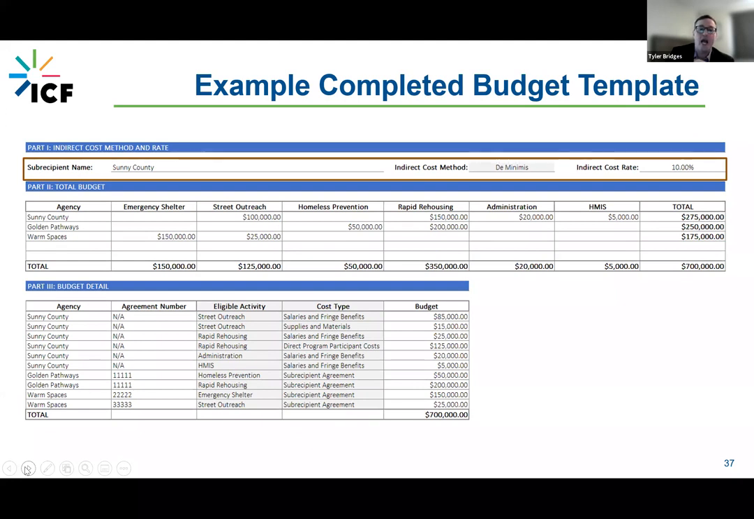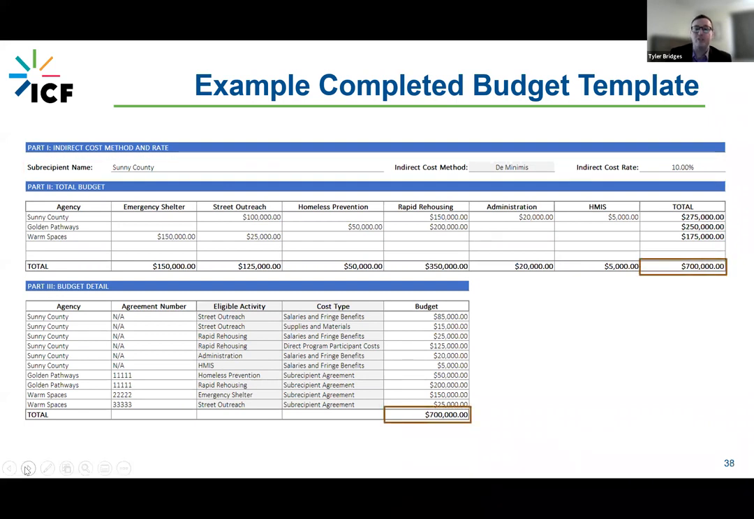Okay. So now let's look at an example of a completed budget template. In this example, the grantee is Sunny County, and they're using the de minimis rate of 10%. So at the top, they filled out their name is Sunny County. They've selected de minimis from the drop-down menu, and they've entered 10% as the indirect cost rate.